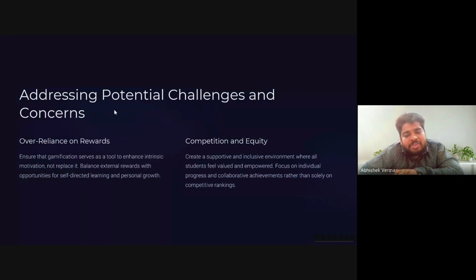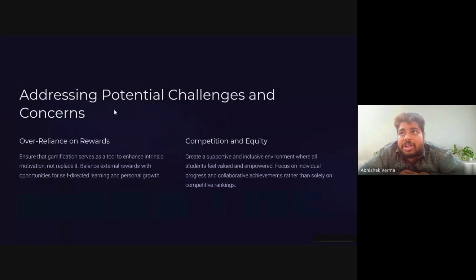And competition and equity, the main problem is this: if the class is below average or average, the equity and competition issues are also a concern. Because you should create a supportive and inclusive environment where all students feel valued and empowered, focusing on individual progress and collaborative achievement rather than solely on competitive rankings. If any student is below average, and they are engaged with all the activities but do not get the points, the students feel some stress and tension about the points, and maybe they forget it and are not engaged again in that type of activity.